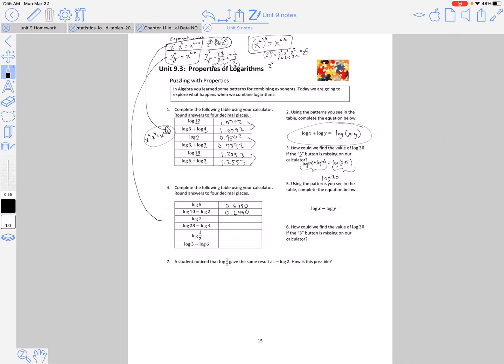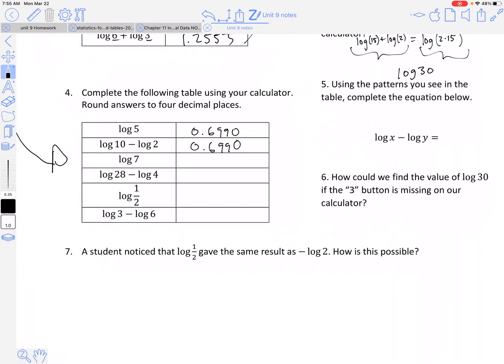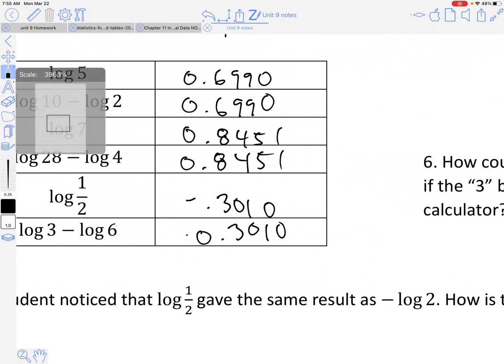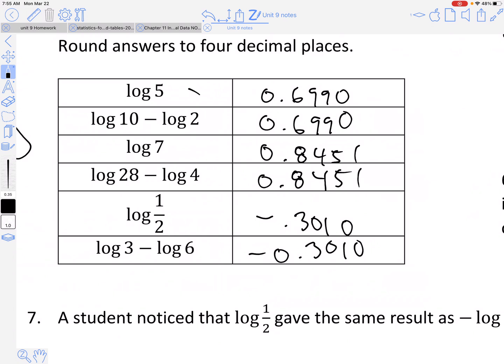Now, why is that happening? Well, take a look right here at this exponent rule and kind of think about it. Here we have 0.8451, 0.8451. Now look at this one, kind of interesting. Negative 0.3010, negative 0.3010.